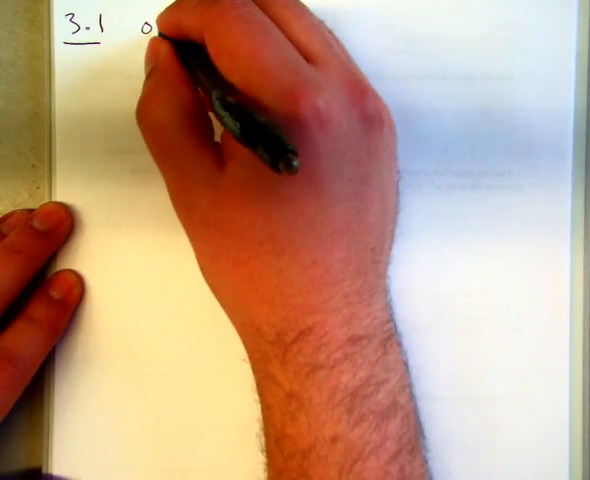Okay, we're ready to go here. So, we have 3 more sections to do, and then we'll have an exam. This next one is not quite too bad. It's called Orthogonal Trajectories.